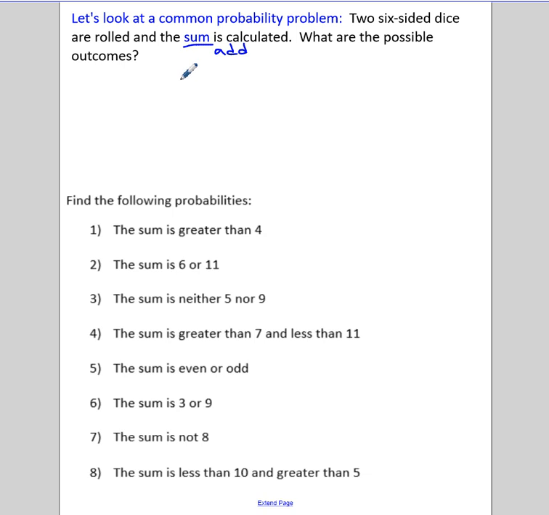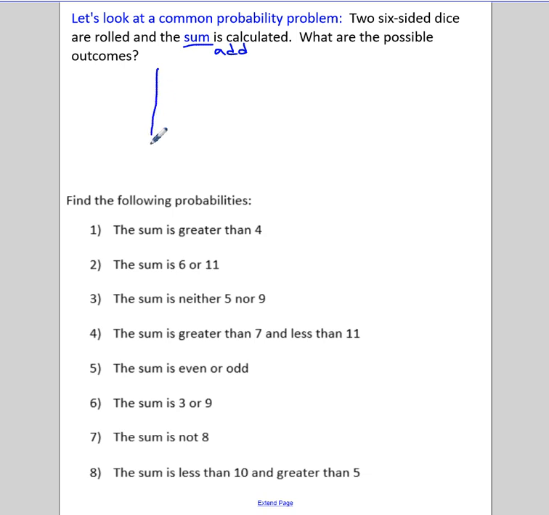Am I equally as likely to get a sum of a 2 as I am, let's say, a 6 or a 7? There's only one way to get a 2: if I rolled a 1 and a 1. But let's say I roll a 7. To get a 7, I could roll a 6 and a 1, a 3 and a 4, a 5 and a 2, right? So there are a lot of different ways to get a 7.